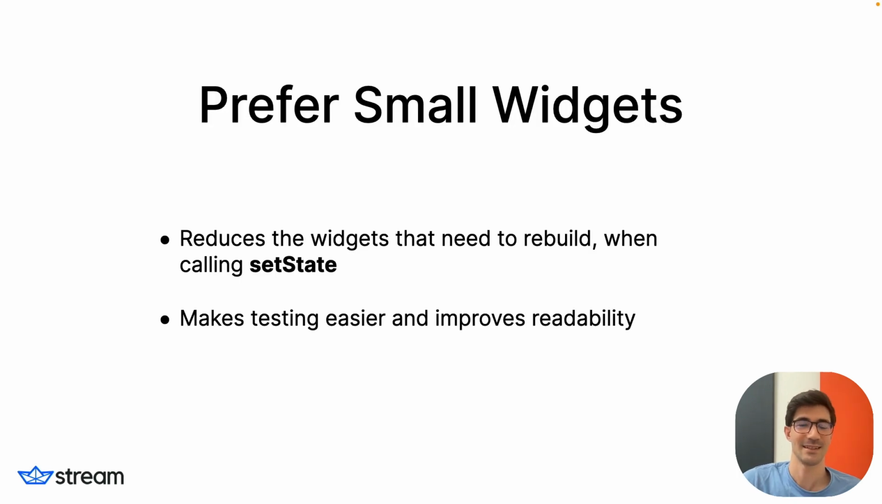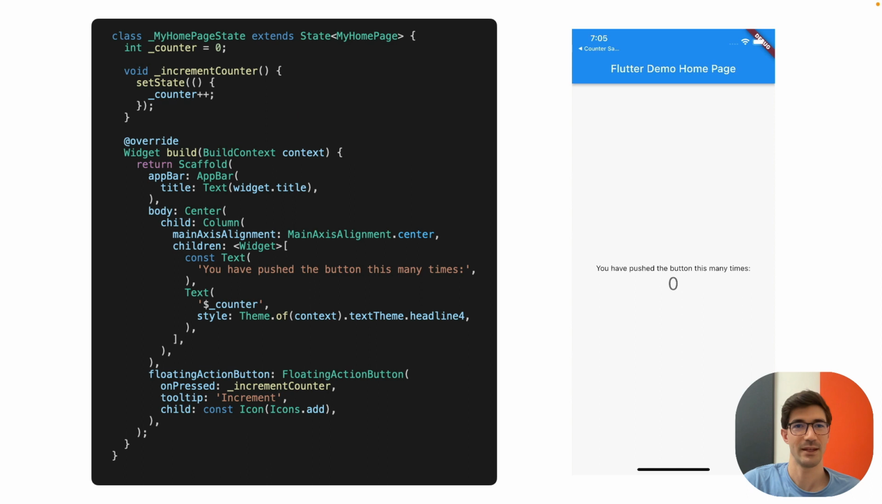Back to widgets. The next important thing to reduce our widget build cost is to prefer small widgets. The main benefit is that it reduces the widgets that need to rebuild when calling setState. It also makes testing a lot easier. Here we have the good old counter example. When you press the floating action button, it calls setState, which causes all of the widgets in my homepage to rebuild, except for those that are constant.